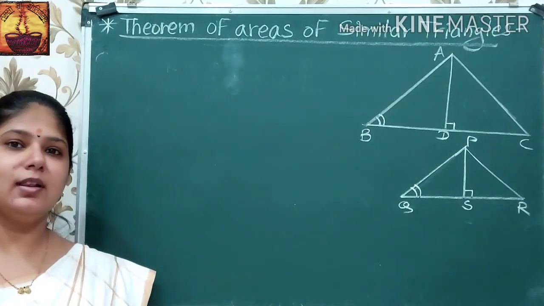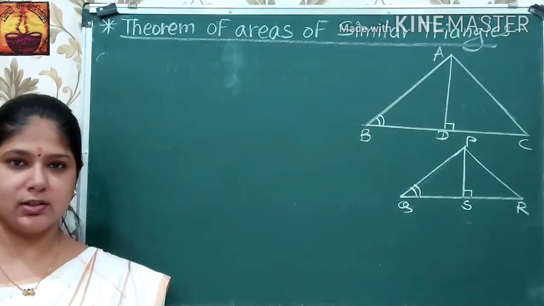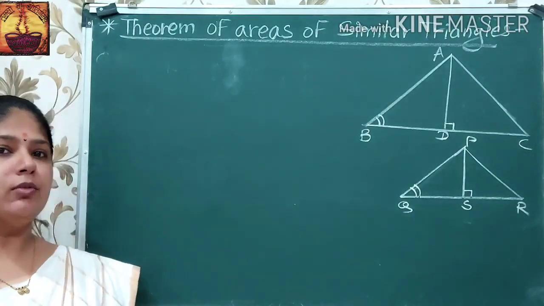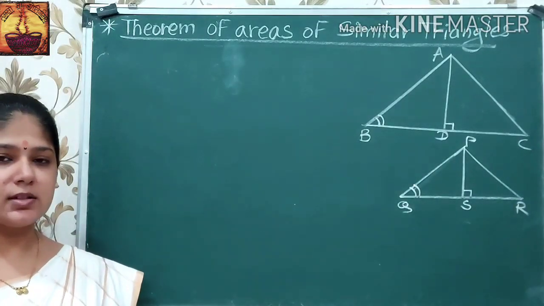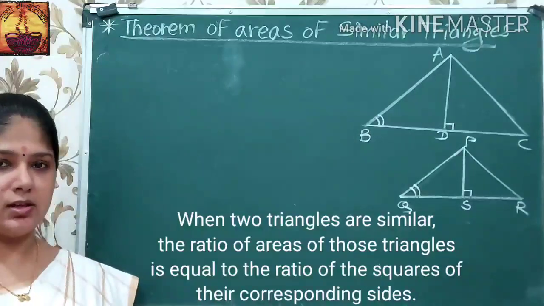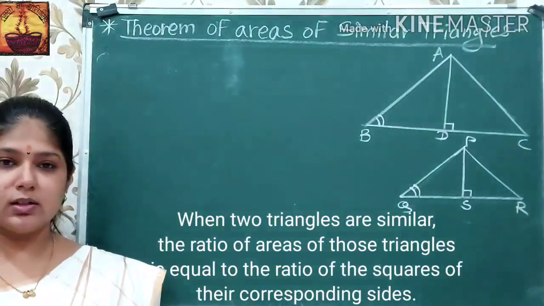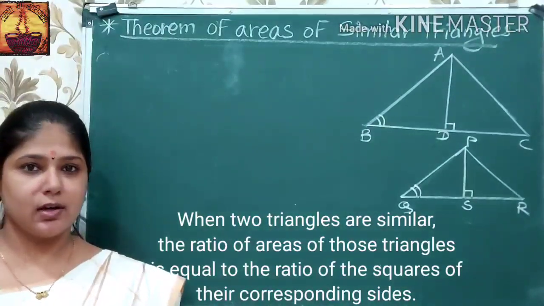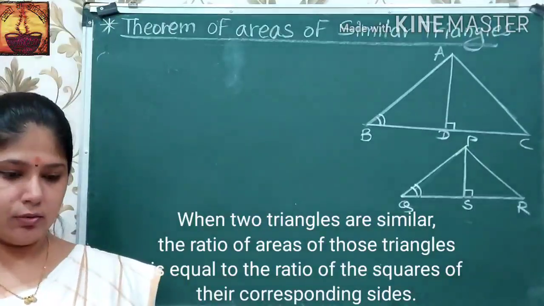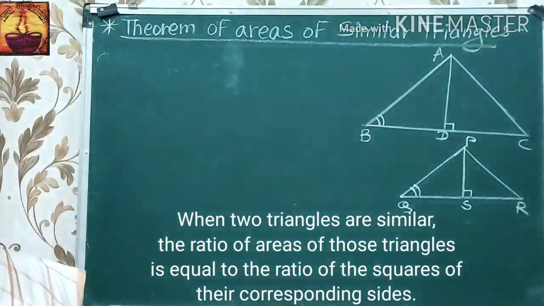Students, in the last video we saw practice set 1.3. In this video we will see the theorem of areas of similar triangles. The statement of this theorem is: when two triangles are similar, then the ratio of areas of those triangles is equal to the ratio of squares of their corresponding sides.